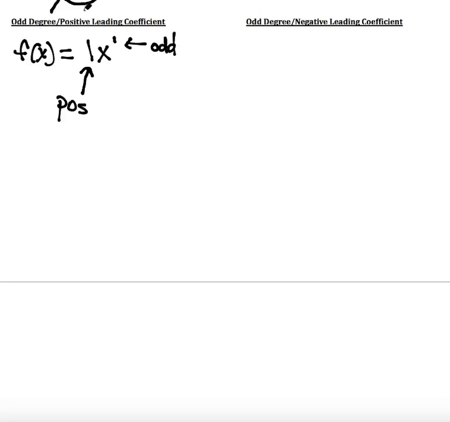I know that this f of x equals 1x to the first, I know it looks a little funky, is simply the line y equals x. I know that y equals x looks like that. So just from knowing what y equals x looks like, I know that every polynomial function with an odd degree and a positive leading coefficient is going to be going down on the left and up on the right.